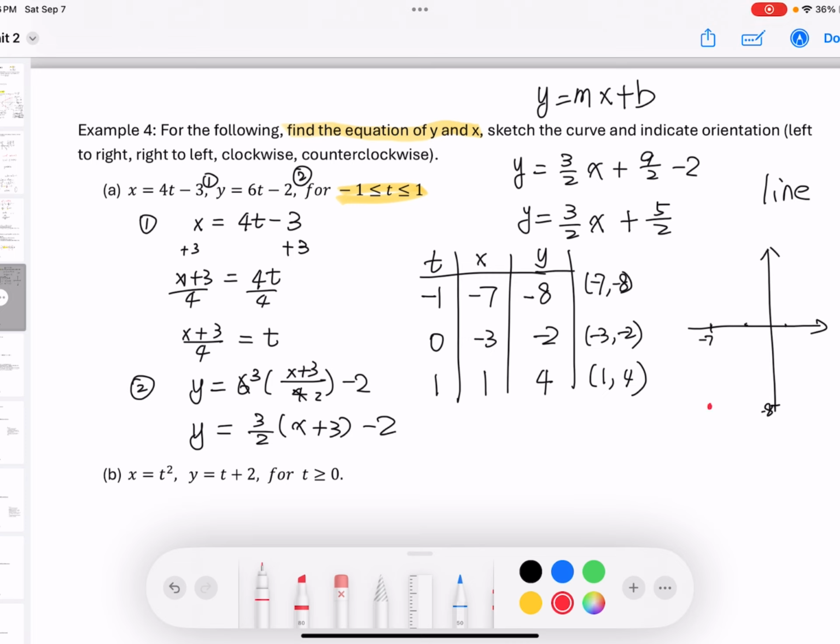Do I have any point that has t less than -1? For example, -2. T cannot be -2. Okay, and what is the next point? -3, -2. For example, it is the point here. What is the next one? It is 1, 4. So let's say maybe 4 is here. Okay, let's say 3 points.